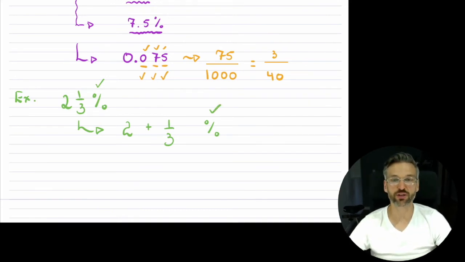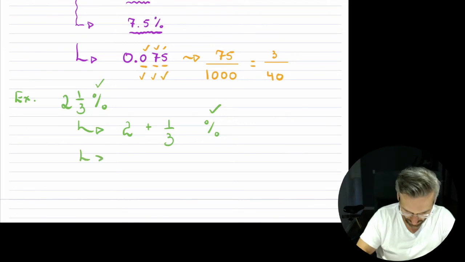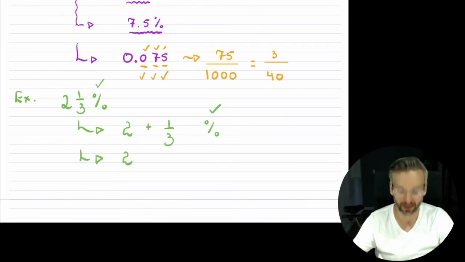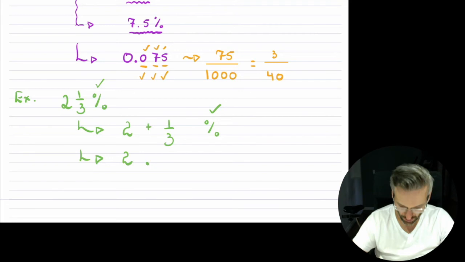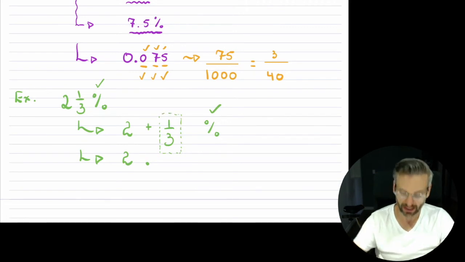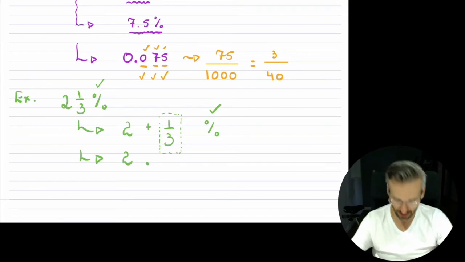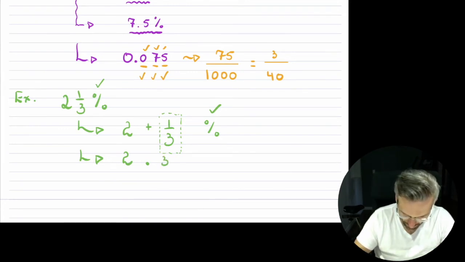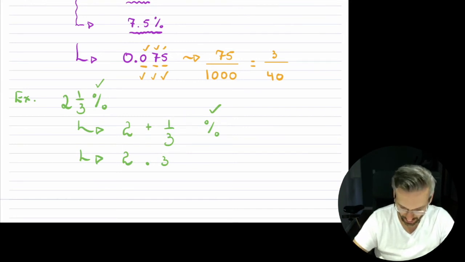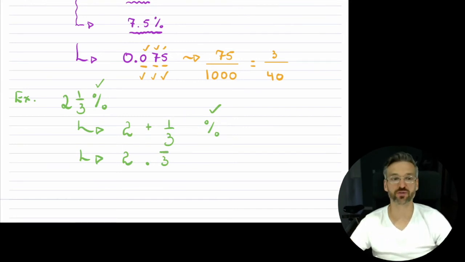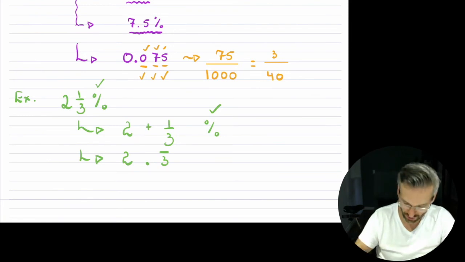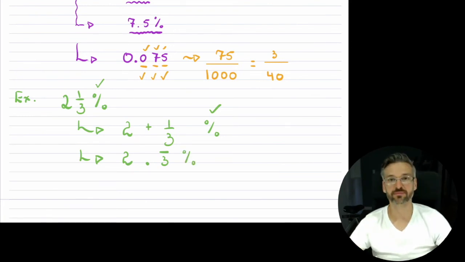Now, if I wanted to convert this to a decimal, so this really is, well, 2 is 2. The end, so that's your decimal mark. And this 1/3 that you're carrying is 0.333333 and so on. So that we can represent by a 3 that repeats. So this is 2.3 bar, but it's still a percent.